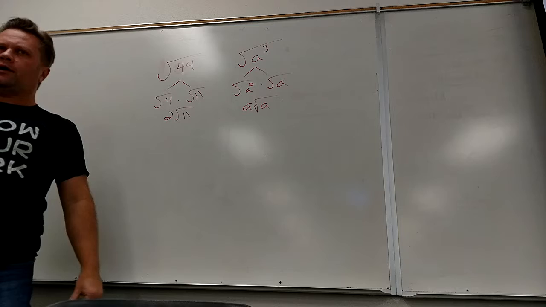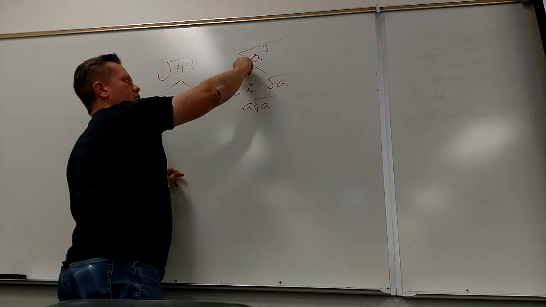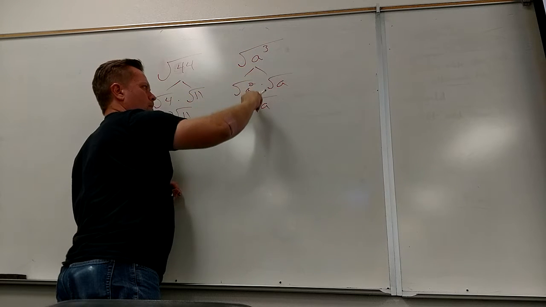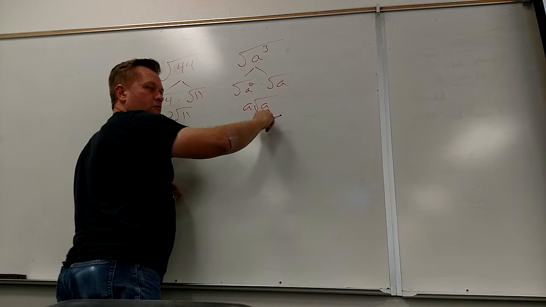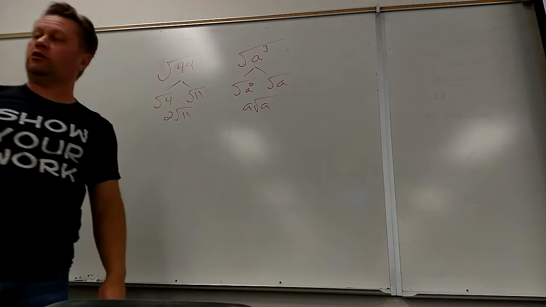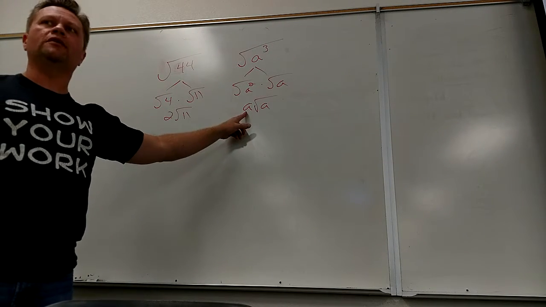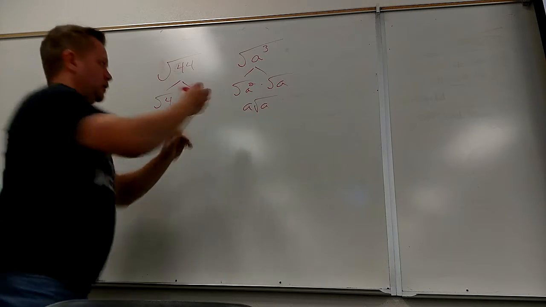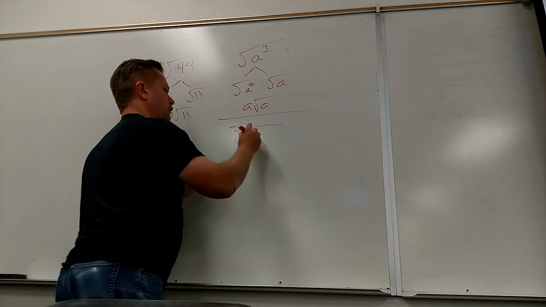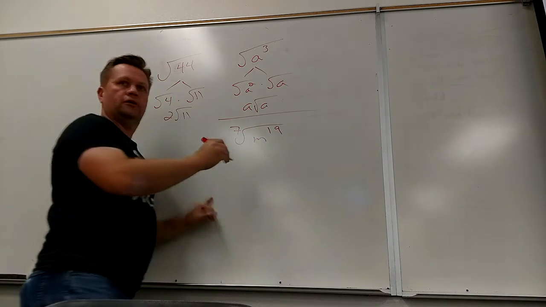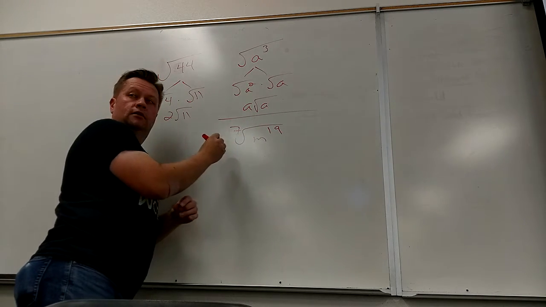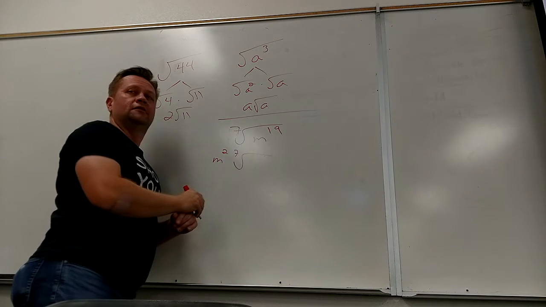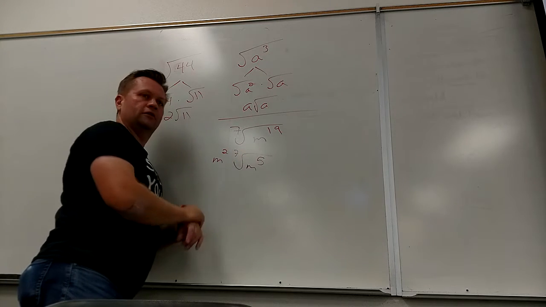Now, I showed you this, but I want to make sure you really see why this is true. The shortcut here, what's the root? 2. 2 goes into 3 once with 1 left over. So watch. If I had the 7th root of m to the 19th power, 7 goes into 19 twice with 5 left over.